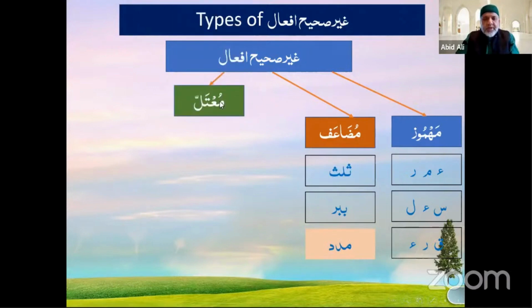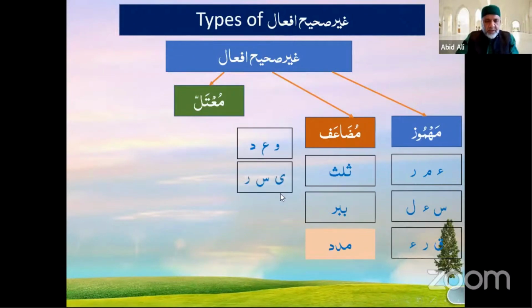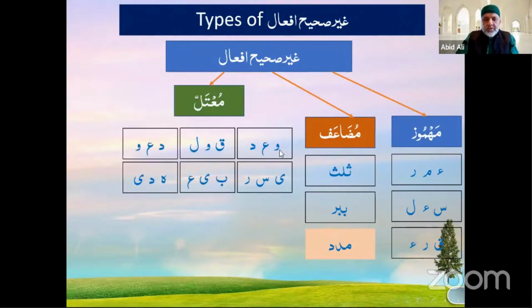Okay. So then we have a category called mu'tall. Mu'tall means weak letters, and another word for them is illa. So we know that there are 3 letters which are considered weak. Which are those 3 letters? Waw, ya, and also alif. Okay. So over here, the waw came in the fa position, in the ain position, the lam position, and over here, the ya is in the fa position, ain position, and the lam position. And then we have names for them.